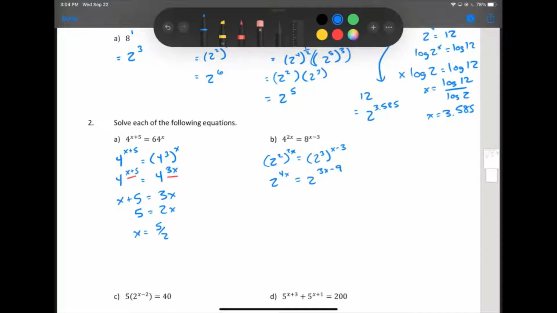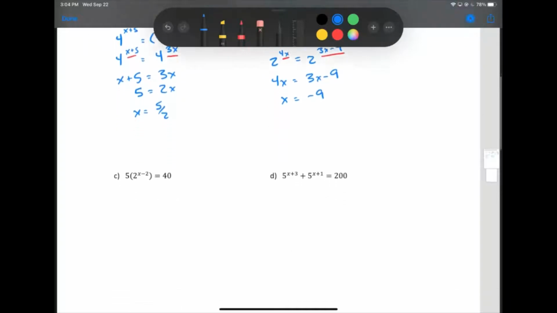Almost always see people expand that one out to be 3x minus 3, forgetting the 3 affects the entire x minus 3 binomial. Okay, now that we have both sides with the same base, we can set the exponents equal to each other and say that 4x equals 3x minus 9. Subtract 3x from both sides, and x equals negative 9 is our answer. That wasn't too bad. Of course, there's got to be some more tricks to learn, otherwise this would be a boring lesson. So let's look at a couple tricks here.